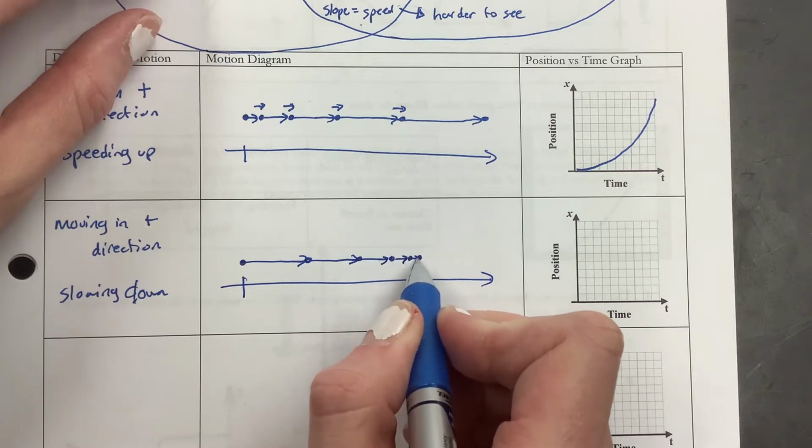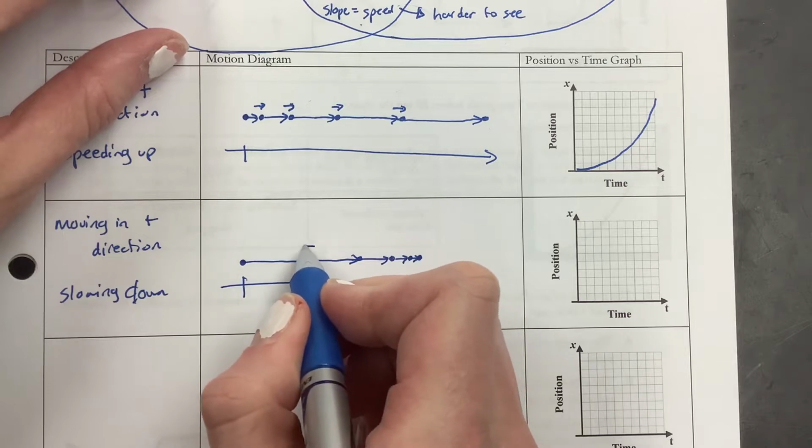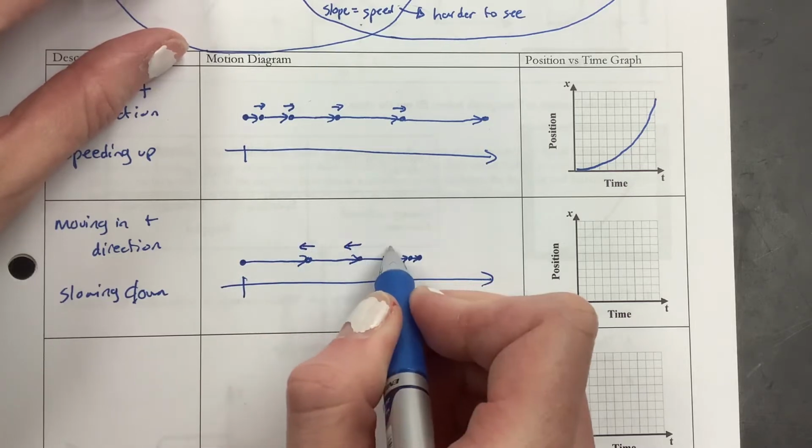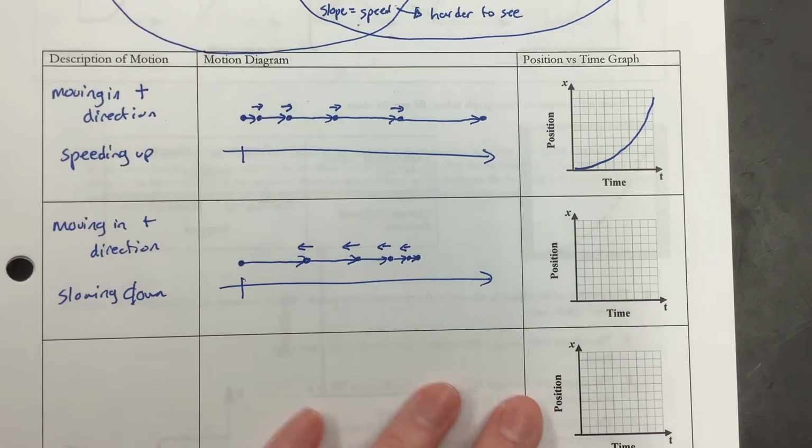And because they're getting shorter, that means I have to subtract from my arrow. So my acceleration needs to be pointing in the opposite direction. So I'm going to draw my little acceleration arrows this way. Okay, so that's a nice review of the last lesson.